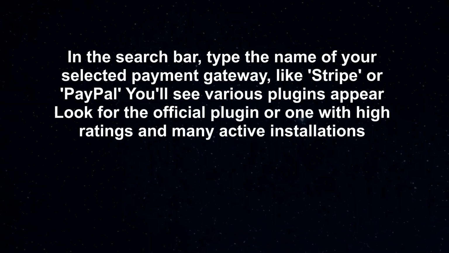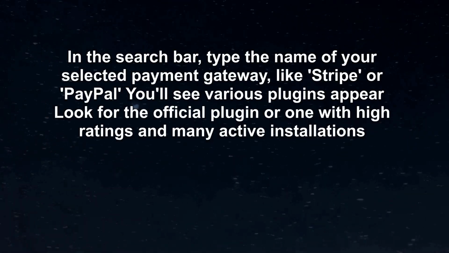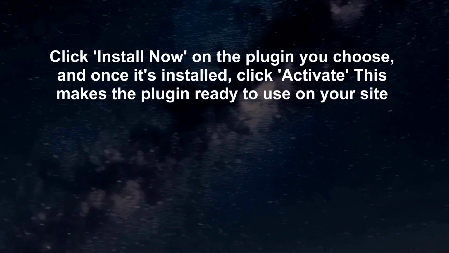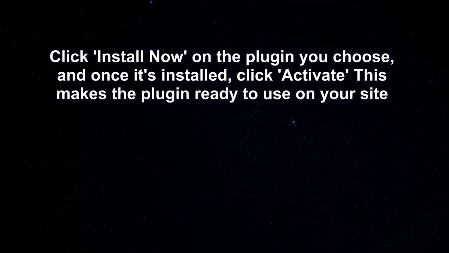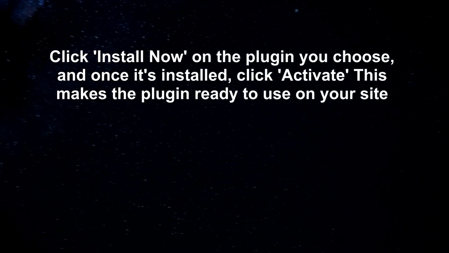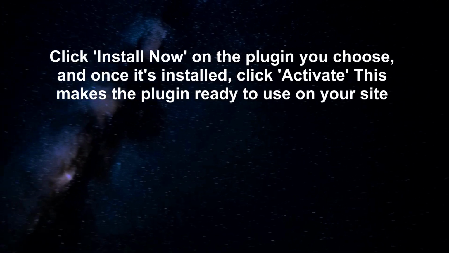You'll see various plugins appear. Look for the official plugin or one with high ratings and many active installations. Click Install Now on the plugin you choose, and once it's installed, click Activate. This makes the plugin ready to use on your site.